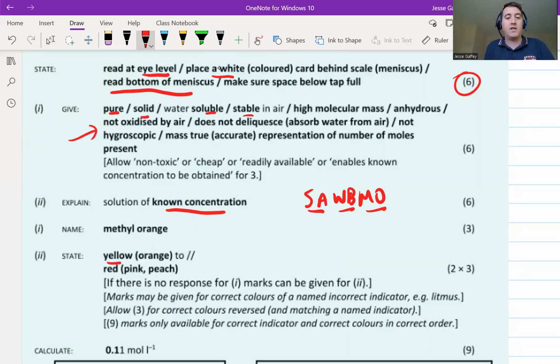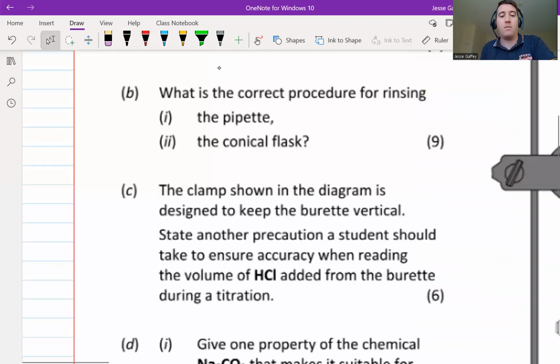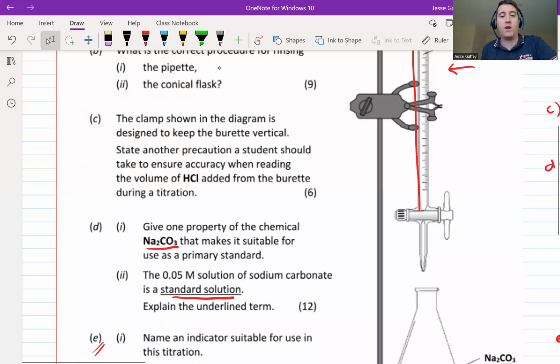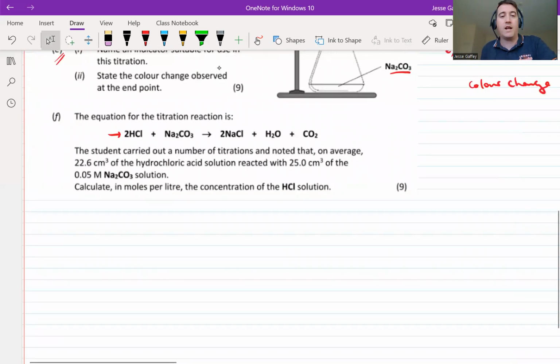Okay, the color change is yellow in a base to pink in an acid. So yellow in the conical flask with sodium carbonate, and when it turns acidic at the end, because you're adding HCl, it turns to red. Easy. All right, all the marks hopefully we've got so far, and we're now on to the calculation.